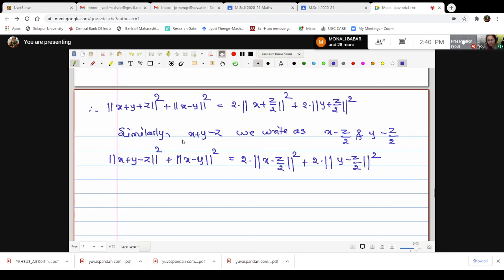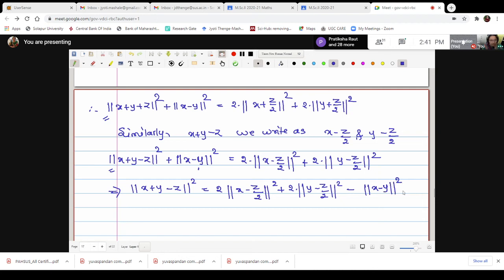We will just rewrite the 2 equations. From this we will get the value of norm square of x plus y minus z, shifting this term to the right. Therefore this is 2 times norm square of x minus z by 2 plus 2 times norm square of y minus z by 2, subtracted with norm square of x minus y. Okay, let me call this number 3.